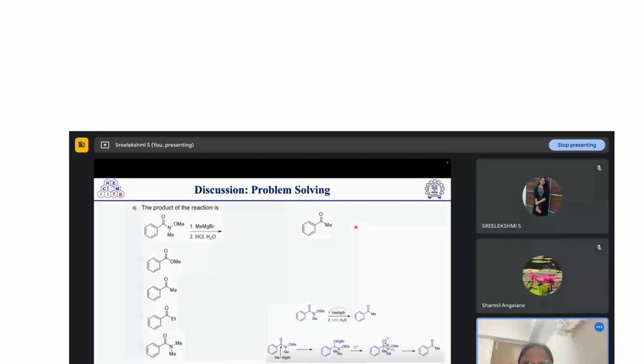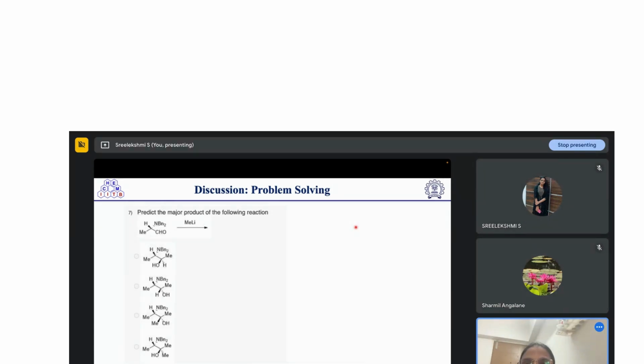Moving to the next question. Predict the major product of the following reaction. So here, this methyl lithium, we are adding over this compound that is basically an aldehyde. But here, what we have to see is the stereochemistry. Anyway, here 1,2 addition is happening. That is, this methyl group is adding over this carbonyl carbon of this aldehyde. So we can expect option A or B.